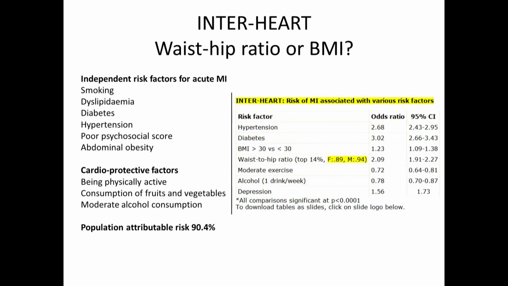In addition, they reported that a waist-hip ratio above the 86th centile in the study had an odds ratio of 2.09. Asians' ideal body mass index is 18 to 23. I believe 26, 27 is the cutoff for actually obesity as opposed to 30 in European population.